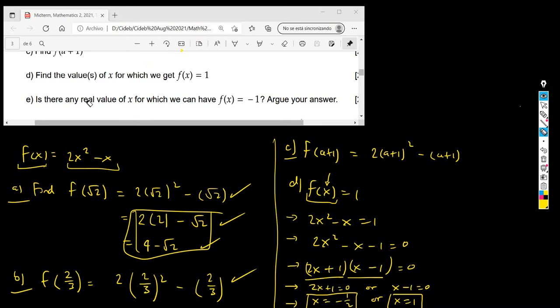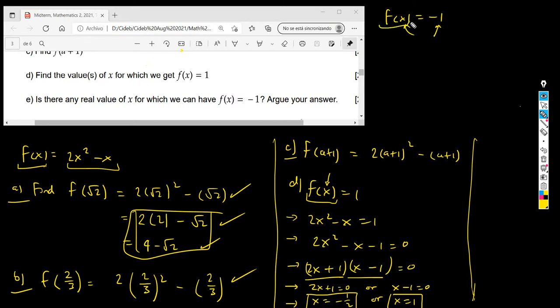E. Is there any real value of x for which we have that f of x equals minus 1? Well, this is similar as before. They're asking me a similar question. If I ask you this question, is there any value of x for which the function has this particular output? What you do is you investigate that problem.